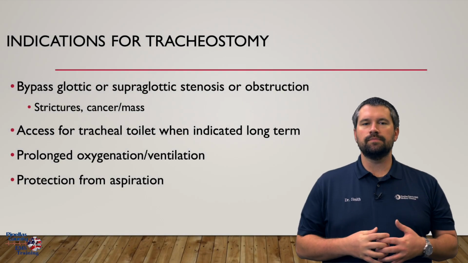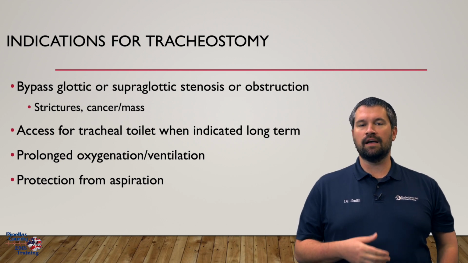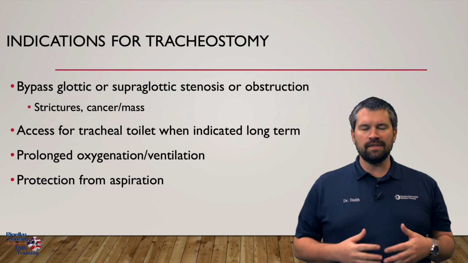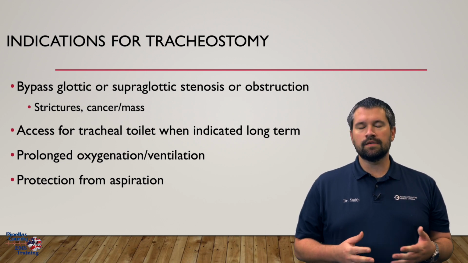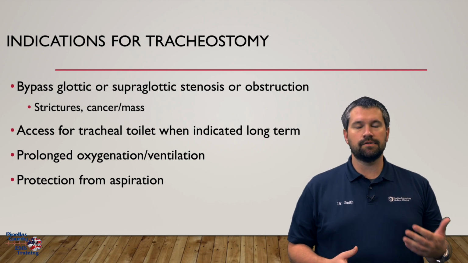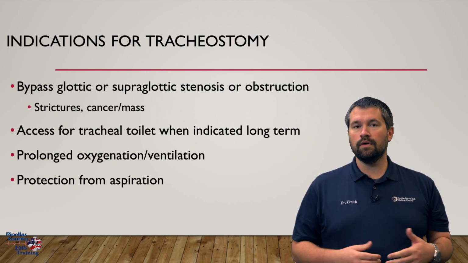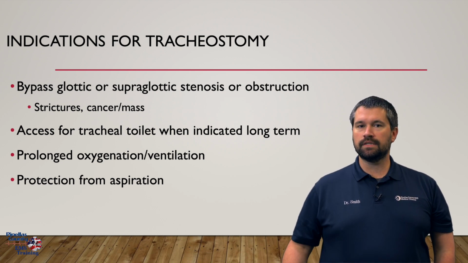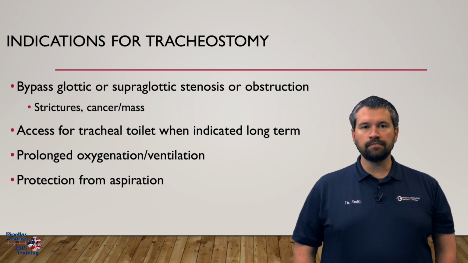So why do we do tracheostomies? The first indication is just to bypass obstructions. So if we have stenosis of the glottis or the supraglottic space, oftentimes that can lead to airway obstruction, and we have to do tracheotomies. Sometimes there are cancers, masses, strictures in the airway that prevent the patient from being able to either breathe normally or even be intubated. Sometimes we have to do constant pulmonary treatments, called pulmonary toilet, and if we have to do those long term, oftentimes a tracheotomy is indicated for easier access.